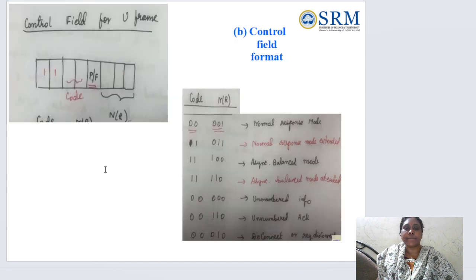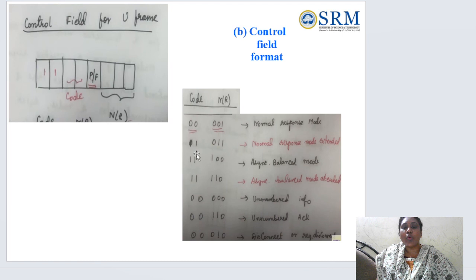The next one is the U frame. This is the frame structure for the U frame. The first 2 bits are 1 1. The next is the code, and then the next is P/F. The last 3 bits are the receiver acknowledgement part. The code can represent different kinds of things, as well as N(R), the receiver part.